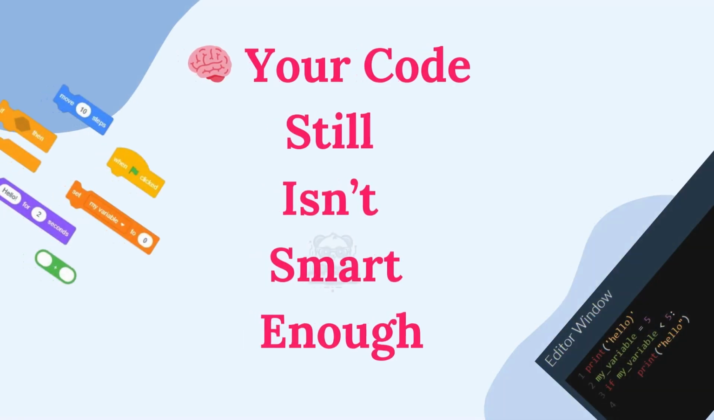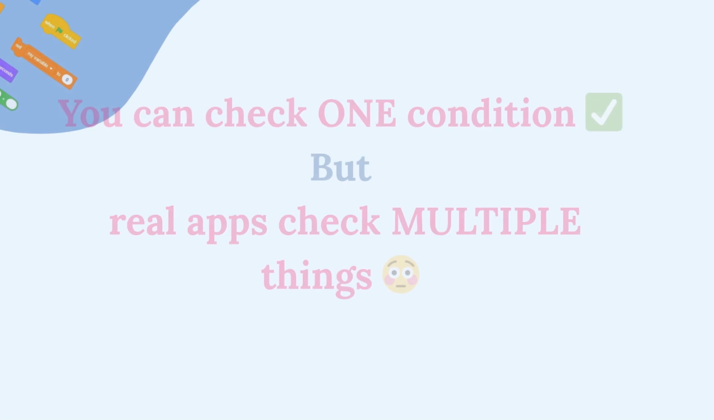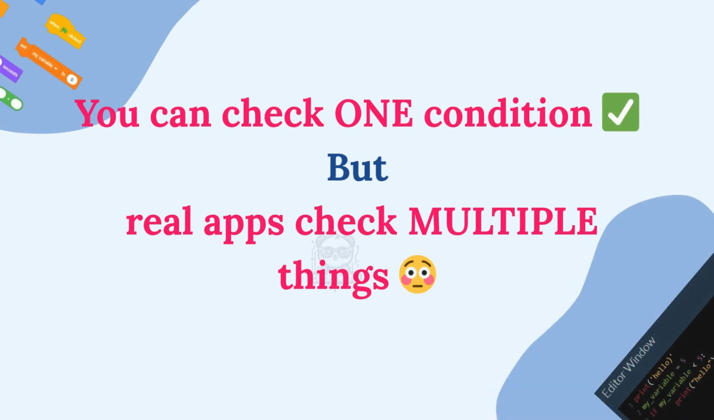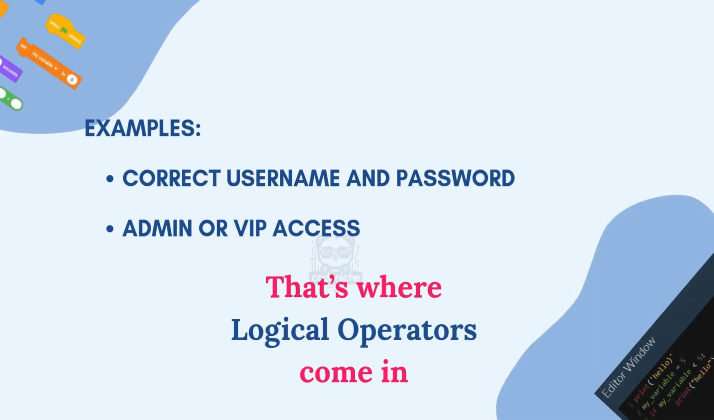You know how to check one condition, but what about checking two things at the same time? What if the user needs the right username and the right password? Or what if a door opens if you are an admin or a VIP? That's logical operators. Once you have these, your if statements become genuinely smart.